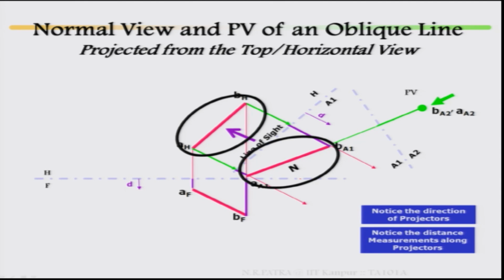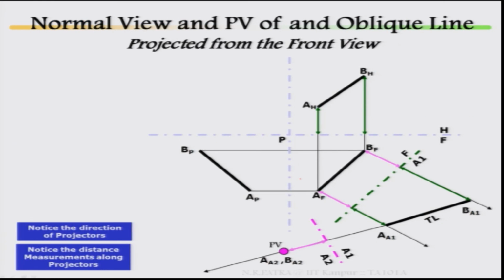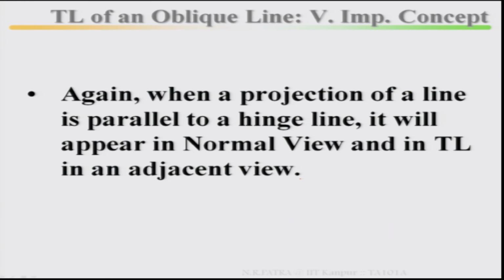Look here, line of sight, this is the case of your auxiliary view. Look here, the true length you are getting. Again, when a projection of a line is parallel to a hinge line, it appears in normal view and true length in an adjacent view.